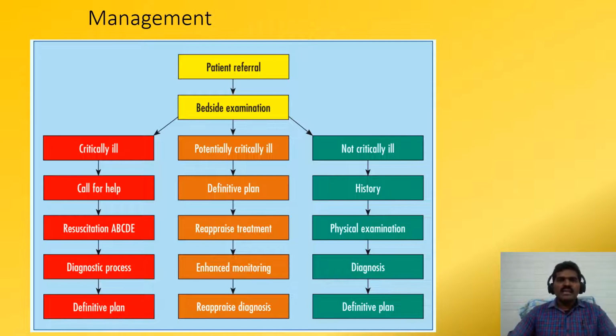Then the second category, potentially critically ill patients. Examine them thoroughly, make a definitive plan, reappraise the treatment, enhance the monitoring, and reappraise the diagnosis. Most often, these patients will need a high dependency unit admission, HDU admission. Non-critically ill patients: take a complete history, do a complete physical examination, diagnose, and make a definitive plan. These are the patients who can either be discharged or need a ward admission.